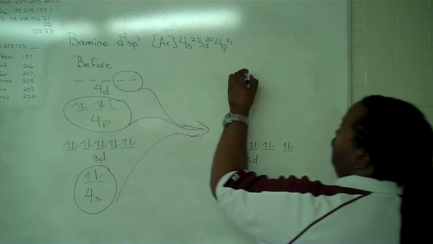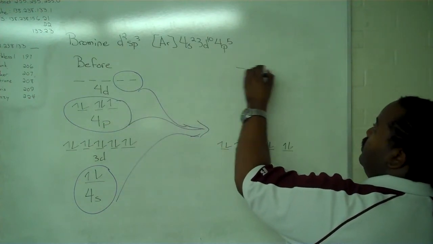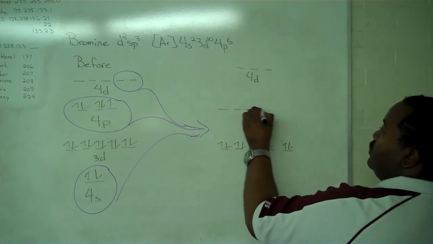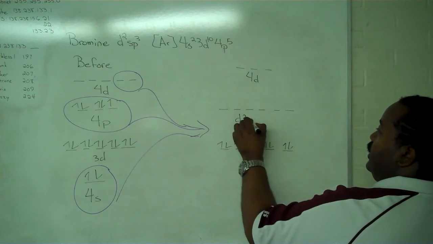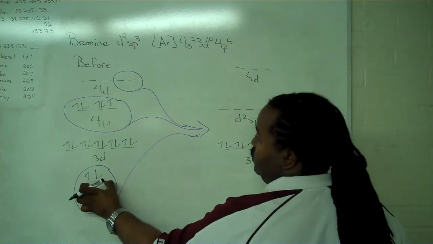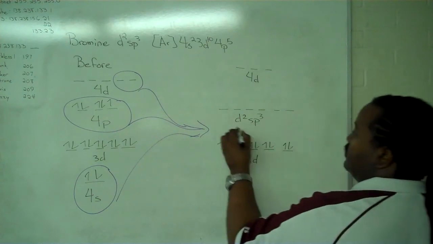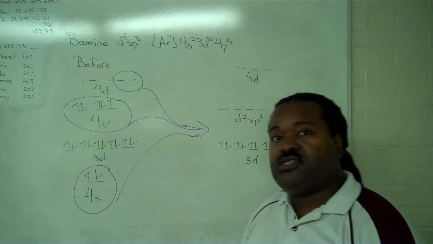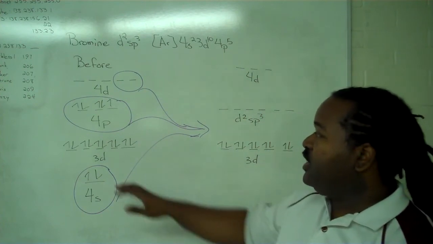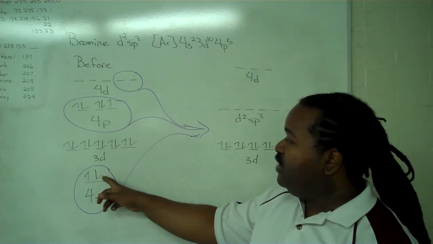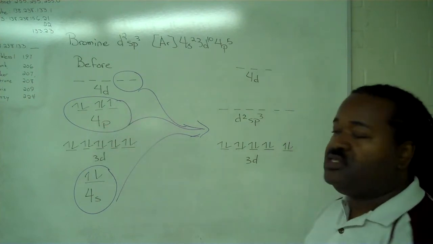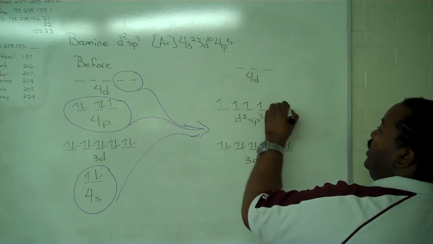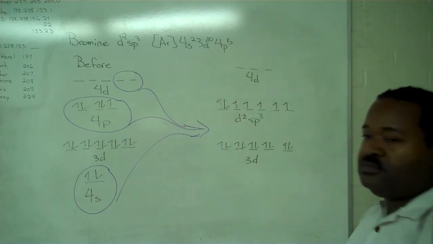We have 3 in our 4d that were left untouched, and we have 6 orbitals in our d2sp3, and that's because we selected 1, 2, 3, 4, 5, 6. So now that we have all of that written out, the only thing left to do is to fill in the electrons, and for that we must count up how many we captured. So we have 2, 4, 6, 7 total that were captured. So we fill that in 1, 2, 3, 4, 5, 6, 7.